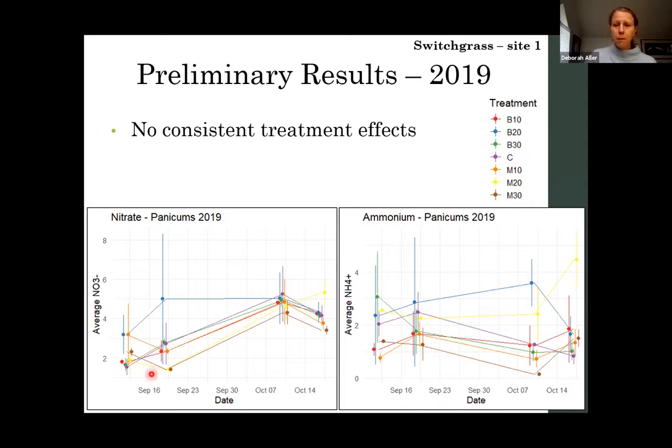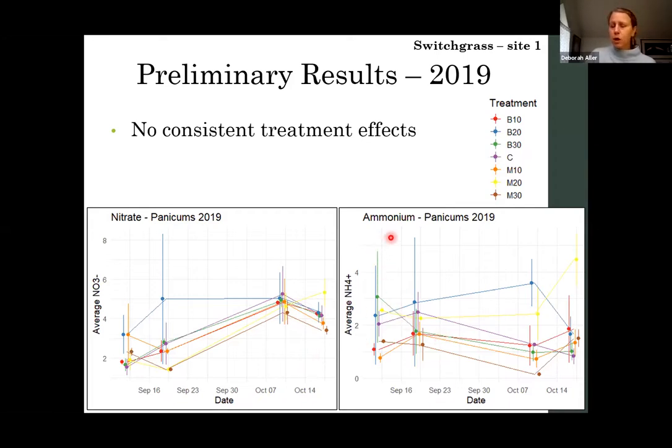Our controls in purple, biochars, the B is for bottom, the M is for mixed, with our different percent biochar applications. So you can see our bottom 20% by volume biochar was higher at some point, and by the end of the season, they were all pretty much the same. So far, we're not seeing any differences. We're seeing quite a lot of variability.